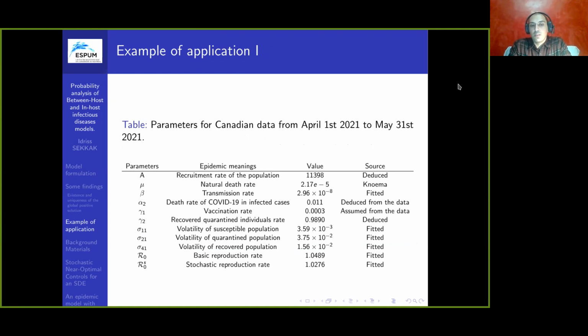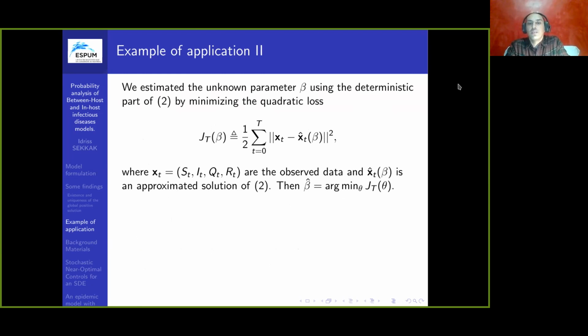We deduced the parameters for the system, but we fitted the data such that we get a value from the data for the beta. And also we used a way to calculate the volatility for the susceptible, quarantine, and recovered population. So we estimated the parameter beta using the deterministic part of the system, and we're trying to minimize the quadratic loss.